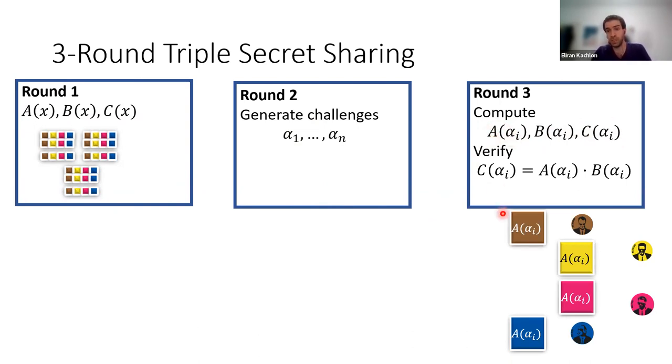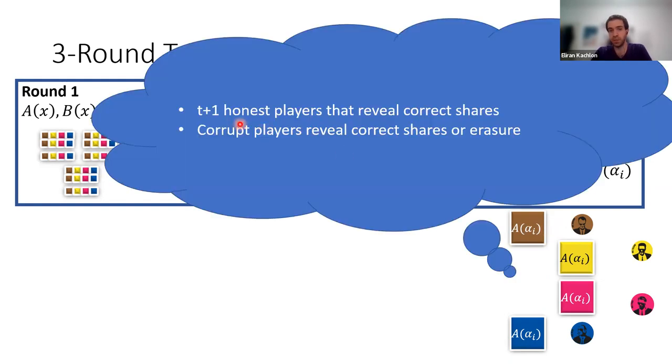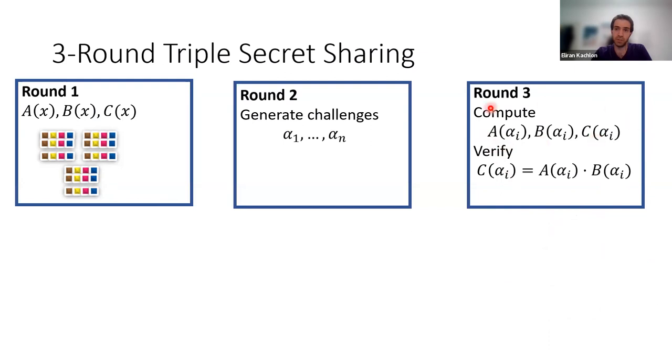Because we have a linear secret sharing scheme, the verifiers can compute those commitments to the shares of A(alpha). And now every honest verifier will open the correct value, while the corrupt verifier can either open the correct value or an erasure. Because I have an honest majority, this guarantees that I have at least t plus one correct shares. And like I said, the corrupt parties can either reveal the correct share or an erasure. So I have enough shares to recover A(alpha). In this way, we recover those values, and then we verify that C(alpha) is equal to A(alpha) times B(alpha).